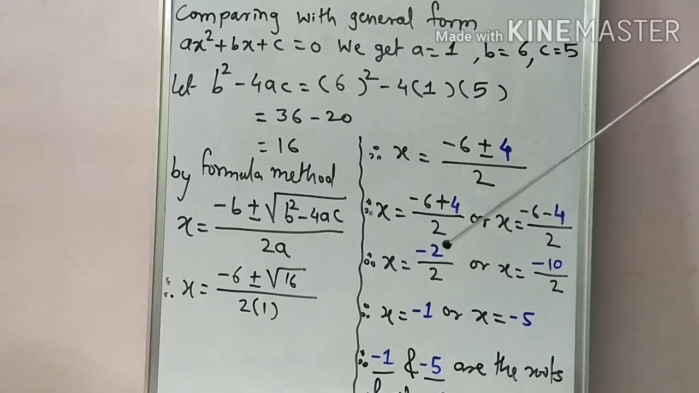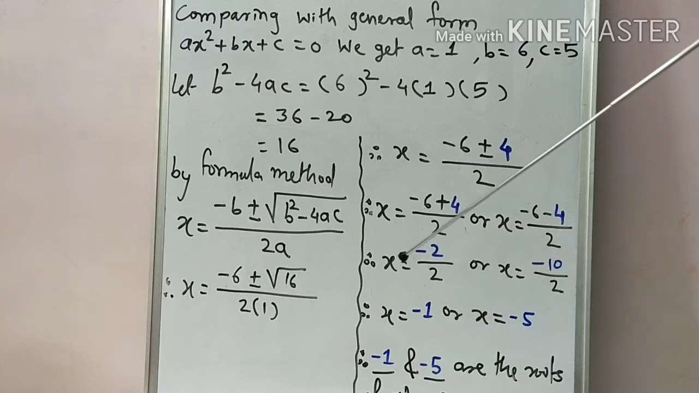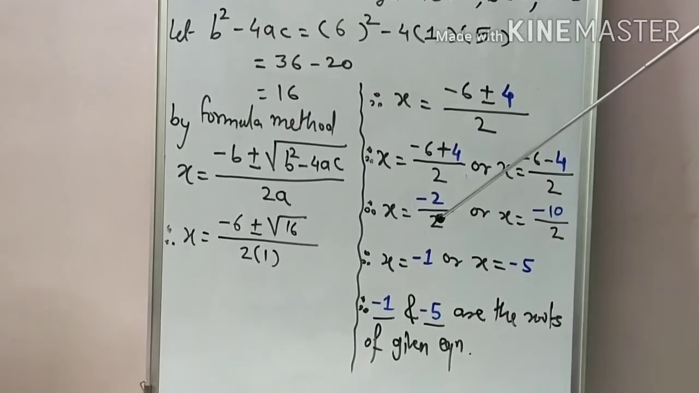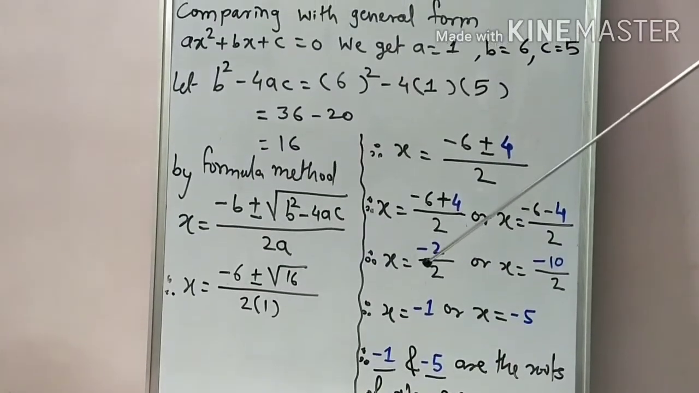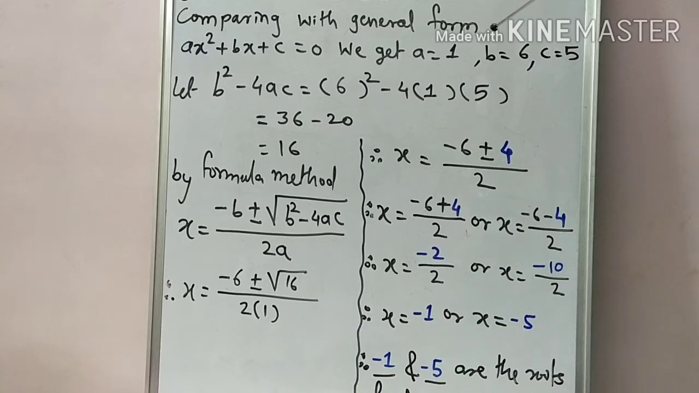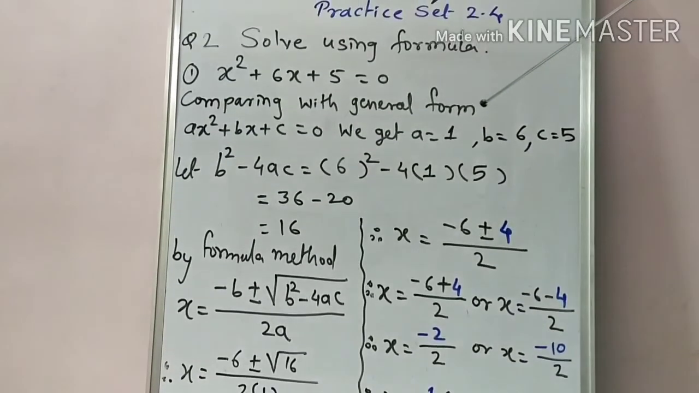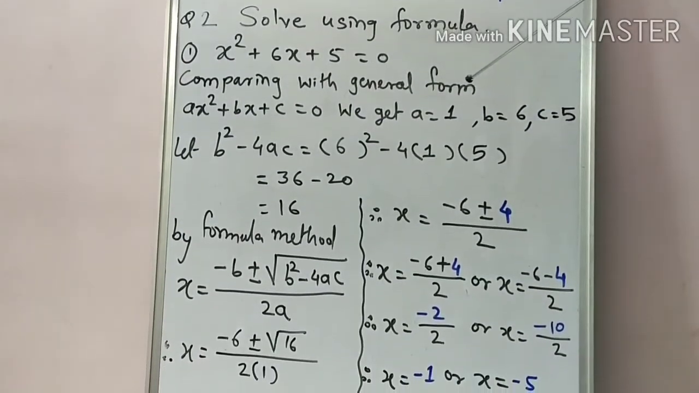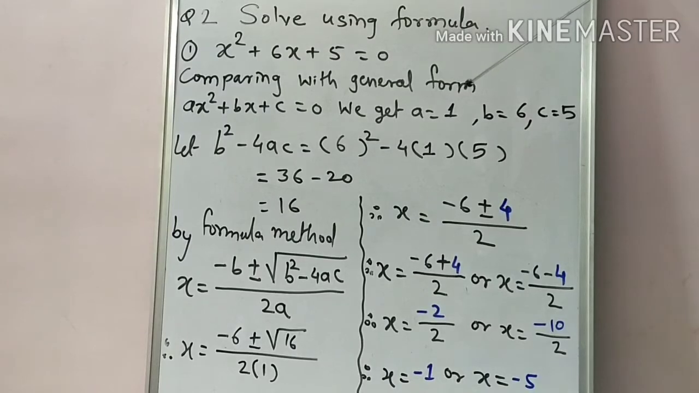And now we do the division, so the value of x equals what? Minus 1, or x equals what? This division gives minus 5, which means minus 1 and minus 5 are the roots of the equation. Okay, so for 2 or 3 marks, the example asked in the exam is: solve the given quadratic equation using the formula method. Okay, now we try the next one.